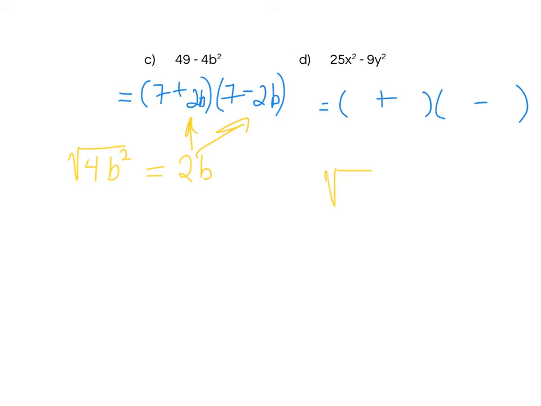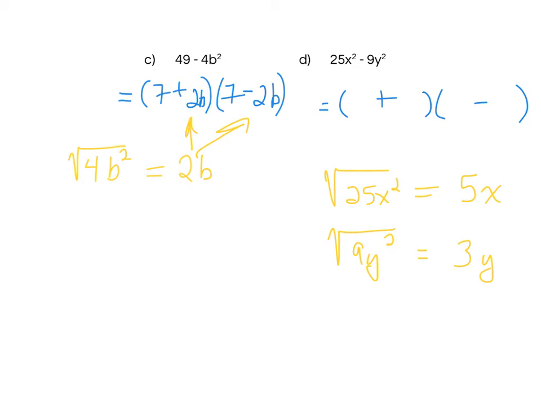So when I look at the square root of 25x squared, well, square root of 25 is 5. The square root of x squared is simply x. Now I'm going to do the same thing for my 9y squared. The square root of 9 is 3. Square root of y squared is simply y. So that allows me to create the two factors that I need.